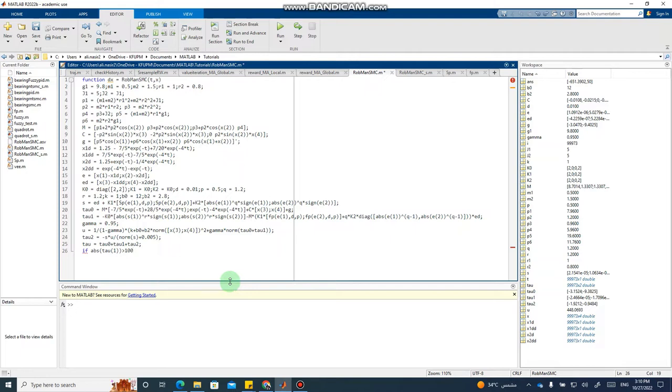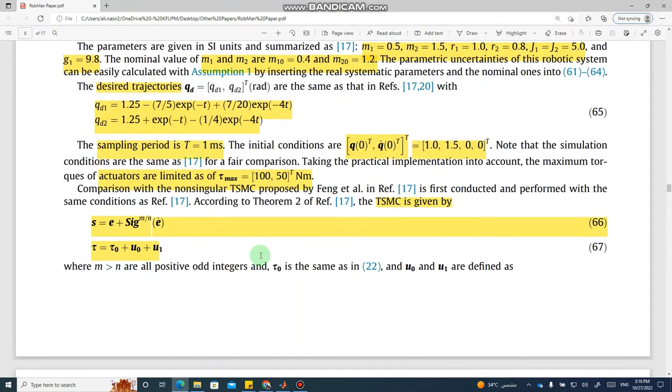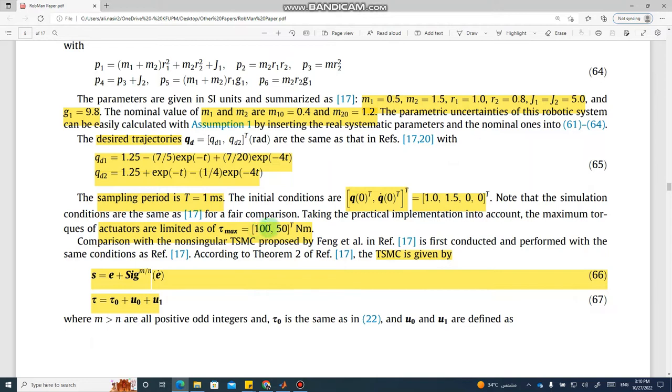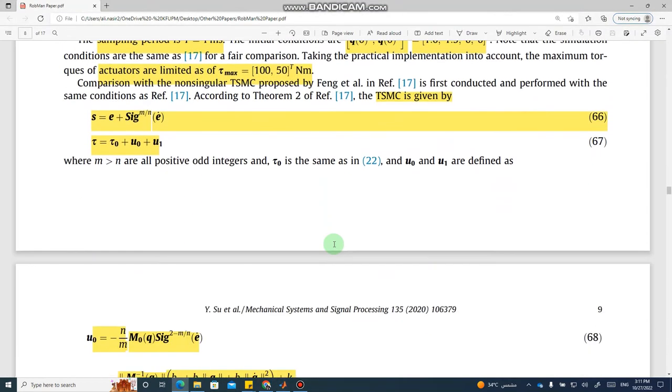And then there is some restriction on the control signals. So in order to reflect the actuator saturation, they have put a restriction on the control signal that one of the control signals cannot be greater than 100 and another one cannot be greater than 50. So this we can apply here. So in the paper, I think this is written somewhere here. So tau max is 100, 50. So one control cannot be greater than 100 and the second one cannot be greater than 50. So next we write this D part, the disturbance in the system, that is also given.